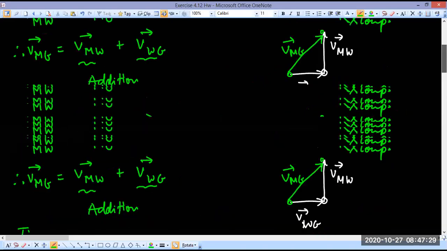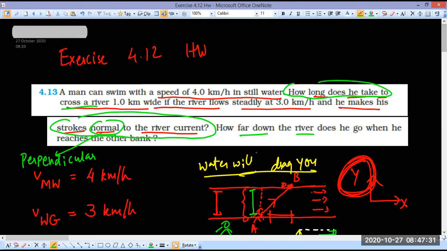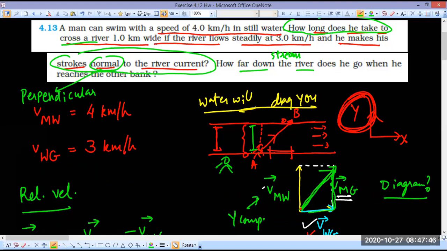Okay. Now there's one more question. How far down does the river take him? Down means downstream. So that means by the time this person is able to swim to the other bank, how much downstream does he go? He was actually trying to go there but went here. So this is the answer of part 2, correct?